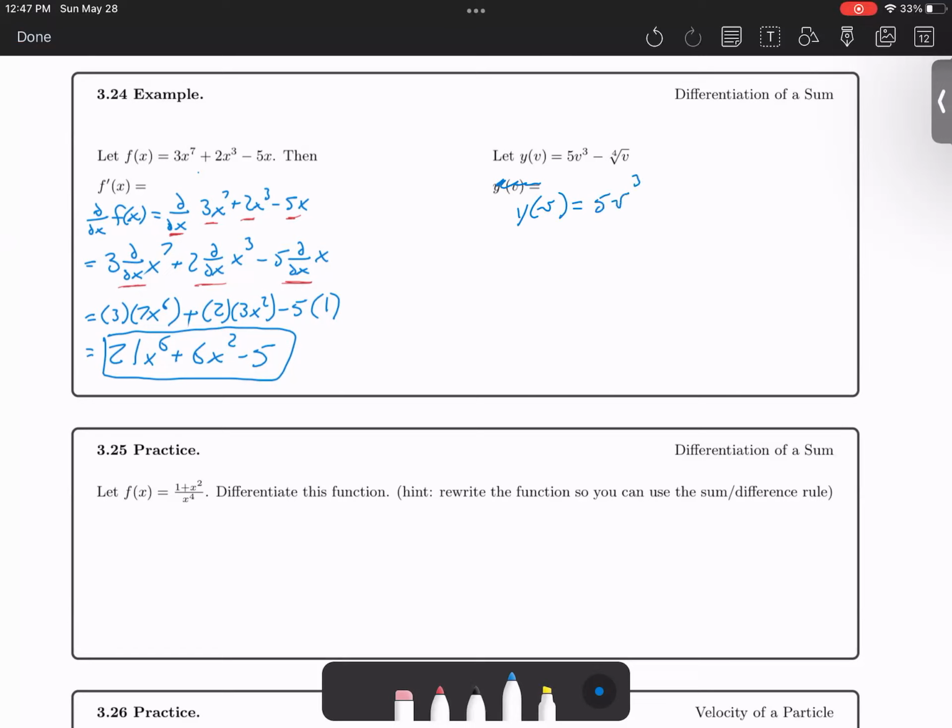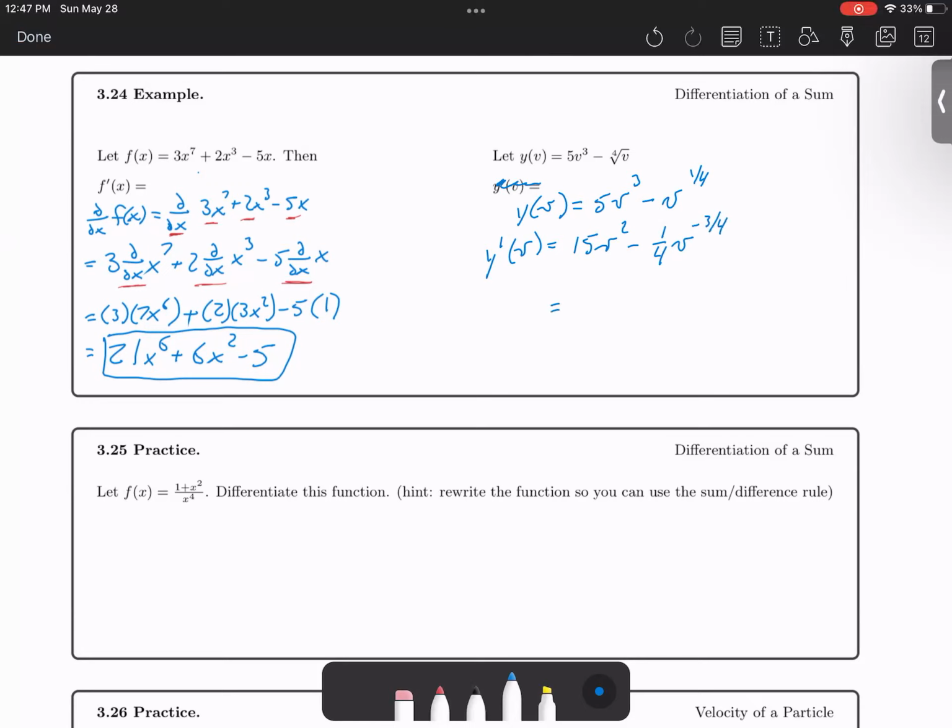5v cubed is already in power function form. But that fourth root of v, let's rewrite that as v to the 1/4. Now, y prime of v is the derivative of y with respect to v. So my first term differentiates to 15v squared. The second term differentiates to 1/4 v to the minus 3/4.